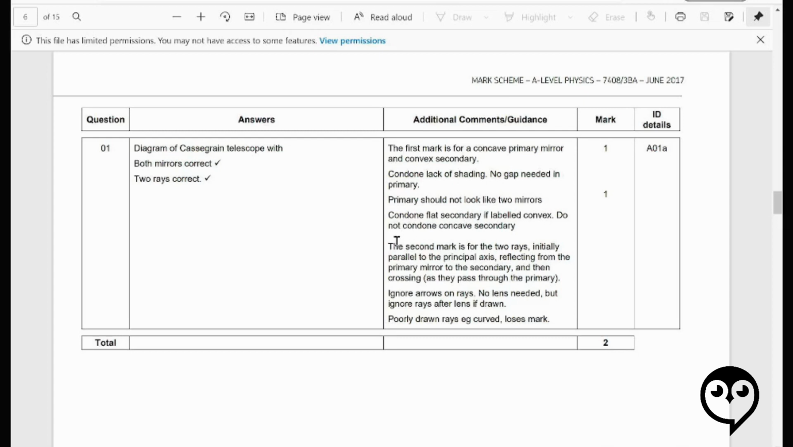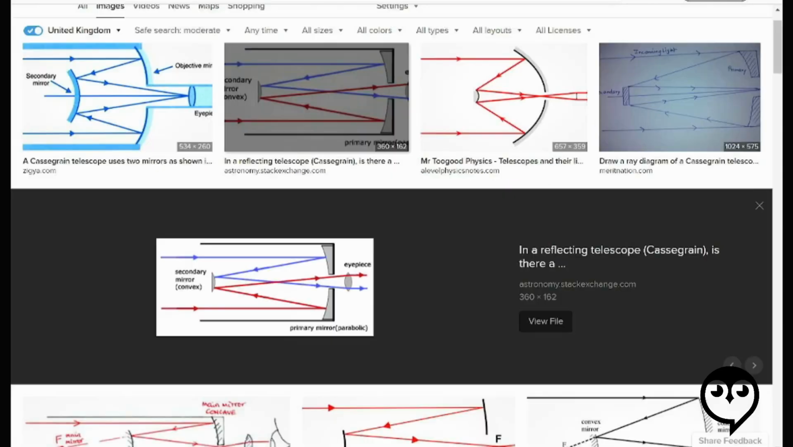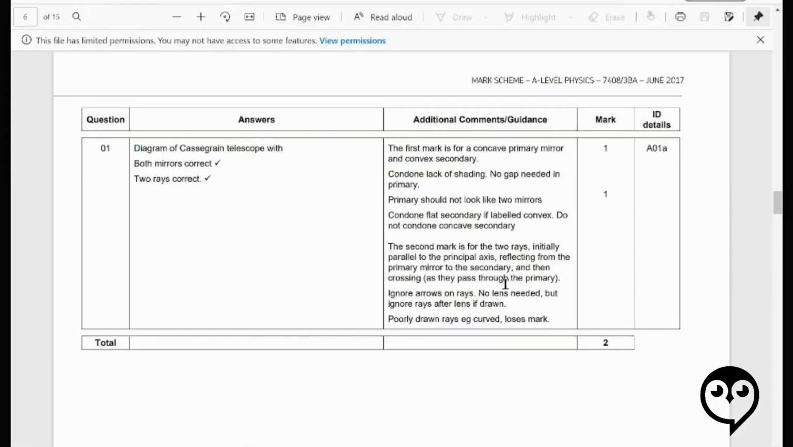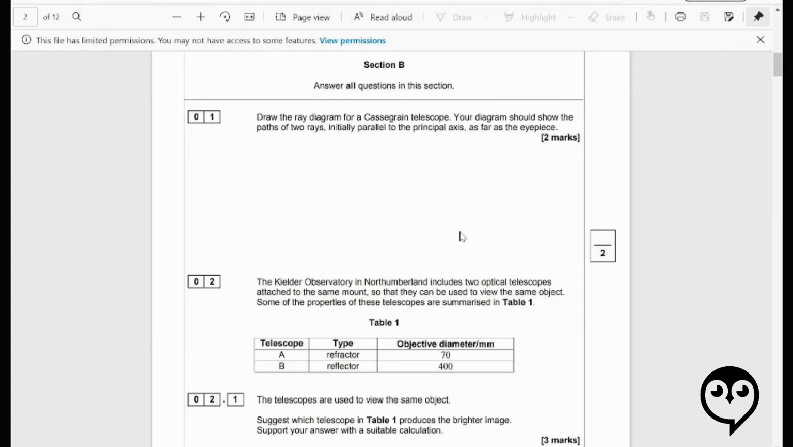The second mark is for if the 2 rays that are initially parallel are reflected and then they cross. They have to cross as they pass through the primary. Ignore arrows on the rays. No lens needed, but ignore the rays after the lens if drawn. So if you don't draw the lens out here, the eyepiece, that's fine. You don't need it. You do need to have them crisscross here. They're not worried about the arrows, but with poorly drawn rays, you might lose a mark. So just be careful. It's only 2, so watch it.